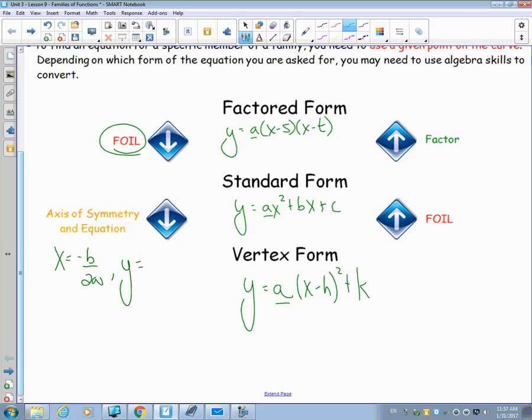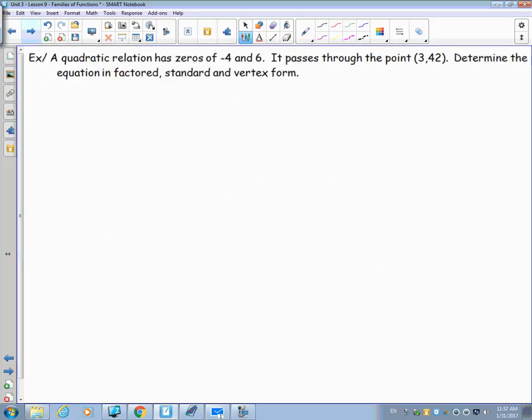If we're given the vertex form, we can get back to standard form by FOILing, and we can get back to factored form by factoring. Okay, so there's our three different types of forms. Let's try a couple. It's all about interpreting the information you're given.